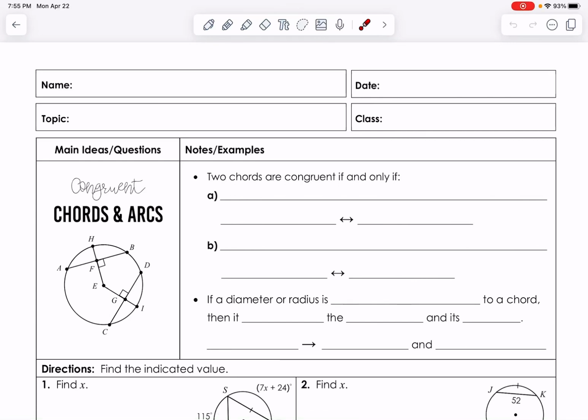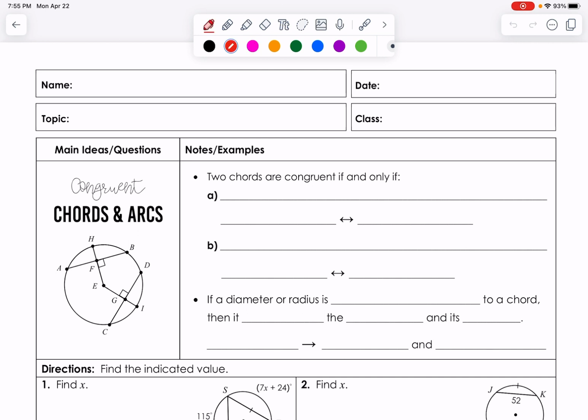Today we're talking about congruent chords and arcs. So we look at the diagram, a bunch of lines, but if I know anything about two similar pieces in that diagram, then I know lots of other things about that picture. So let's start with the basics.